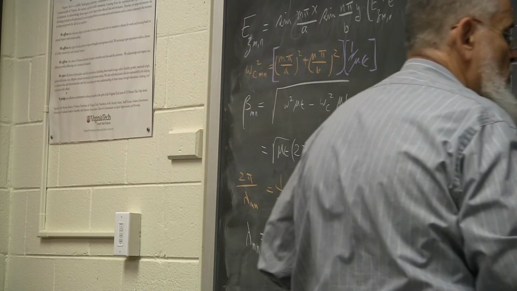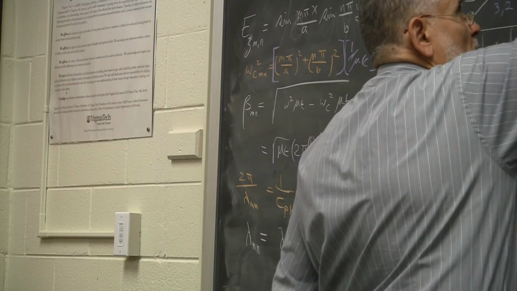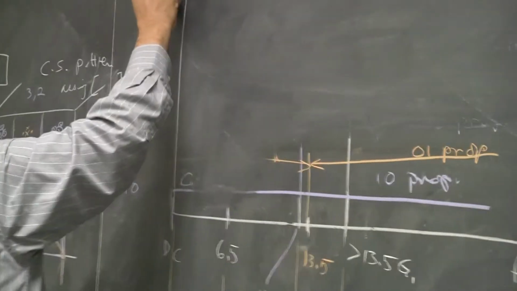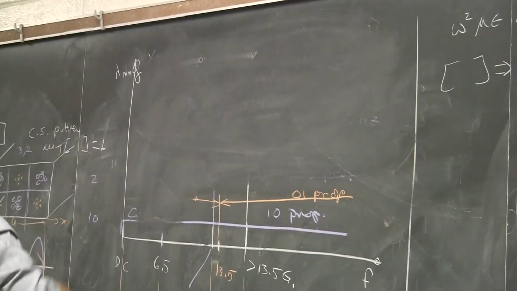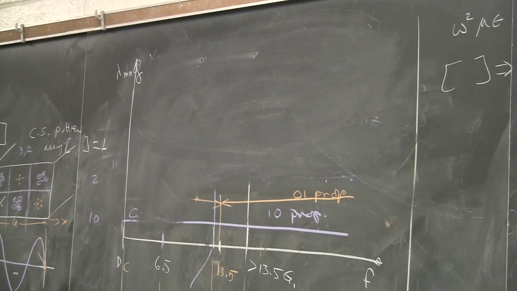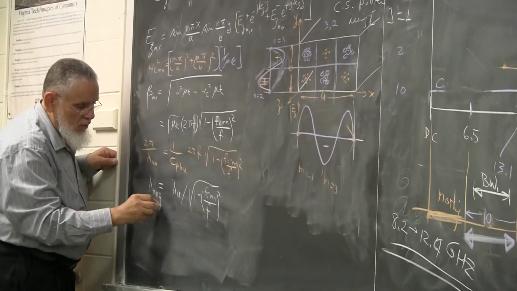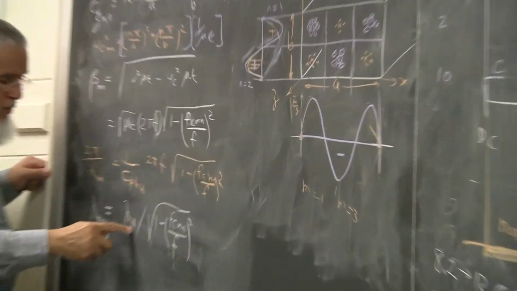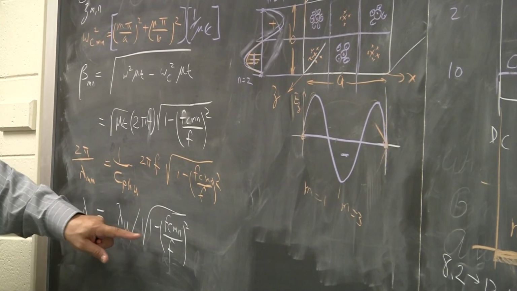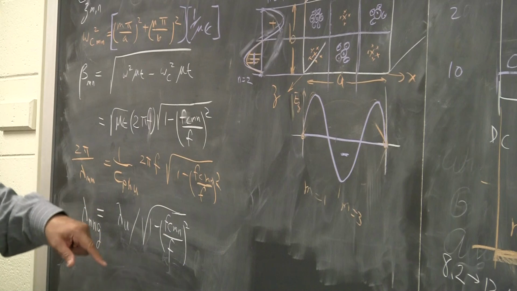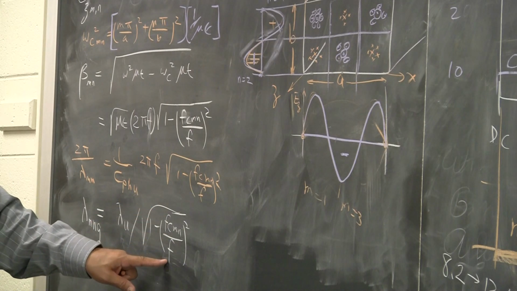So if I were to do lambda mn here in the guide, I'm just going to add G for in the guide, to distinguish between G and U. G is in the guide and U is outside. It is equal to lambda U divided by this. So I need that quantity here, the square root of 1 minus f sub c mn over f whole square.